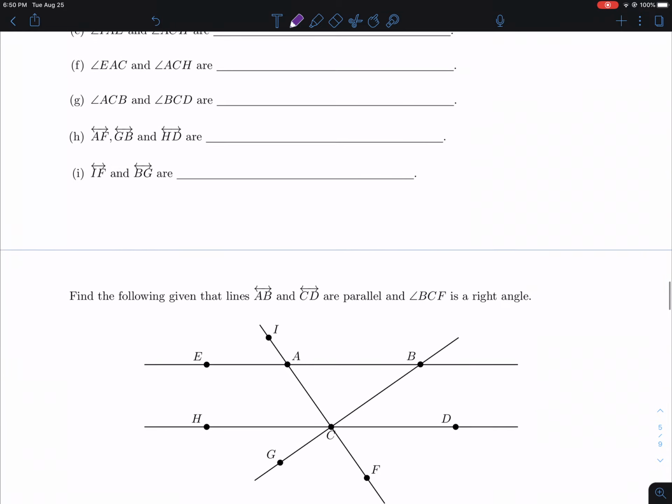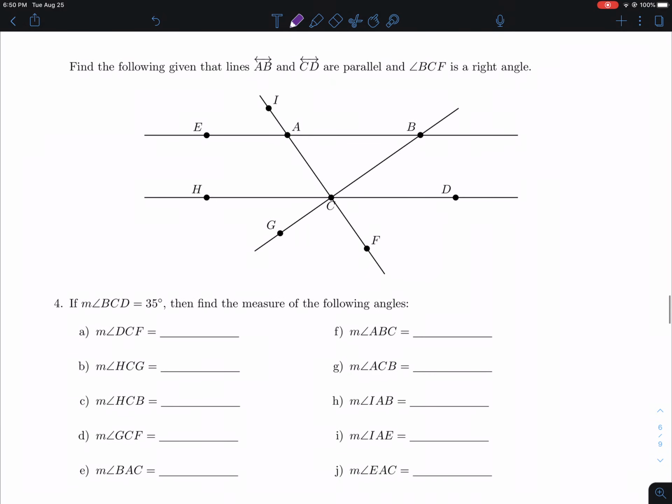And what I want to do is get you started on this one. I'm only going to do a couple of them just to get you going, to give you the idea. Again, this is going to use all those properties that we were looking at before. Notice it's exactly the same picture. BCF is still a right angle, but in this case, they've given us a little bit more information. They've told us that angle BCD is 35 degrees. So in this case, I've got B to C to D. This guy is 35 degrees.